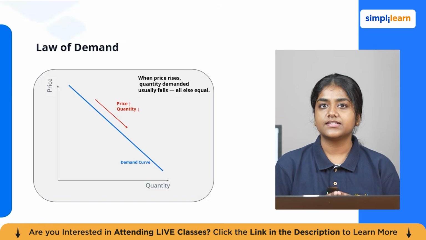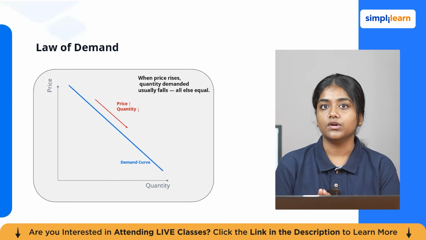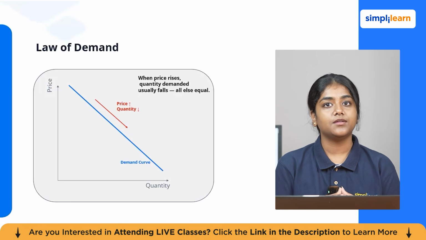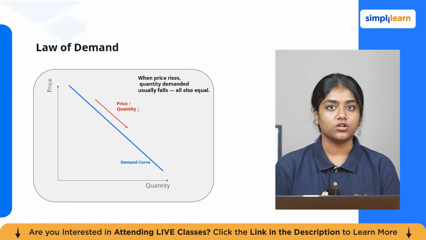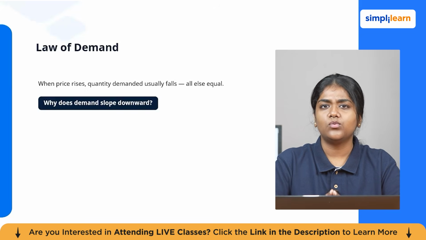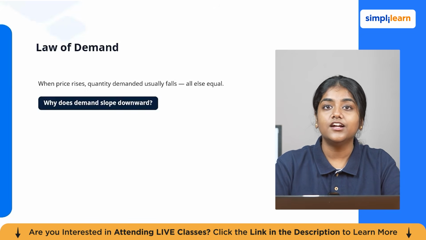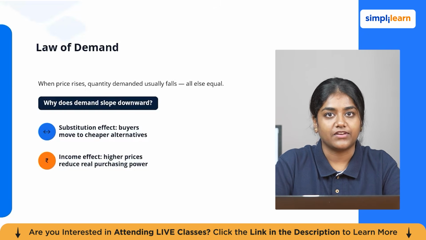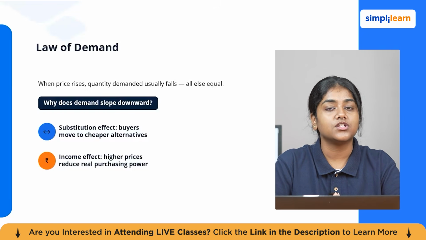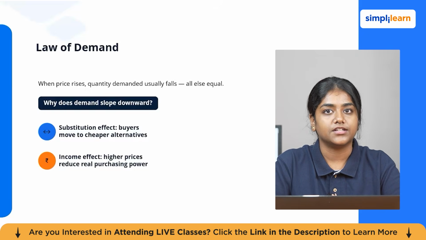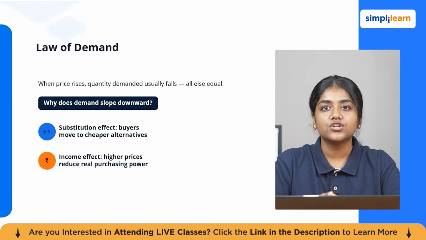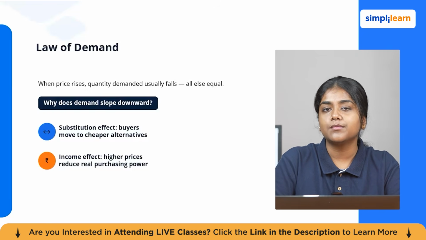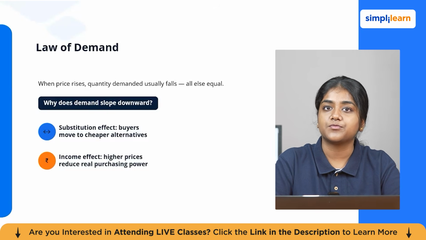The law of demand states that, all else being equal, as price rises, quantity demanded falls, and as price falls, quantity demanded rises. So why does this relationship exist? There are two underlying reasons that economists point to. First, the substitution effect. When a product's price rises, consumers start looking for a cheaper alternative that serves a similar purpose. So if the price of chicken rises sharply, some consumers switch to eggs or plant-based protein instead.